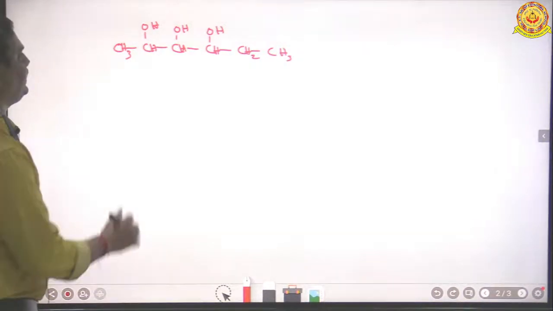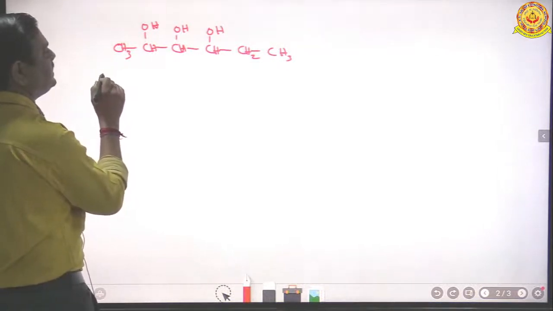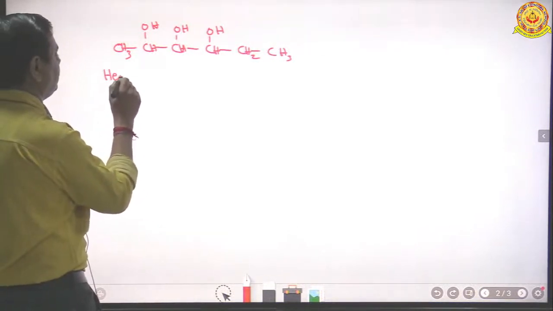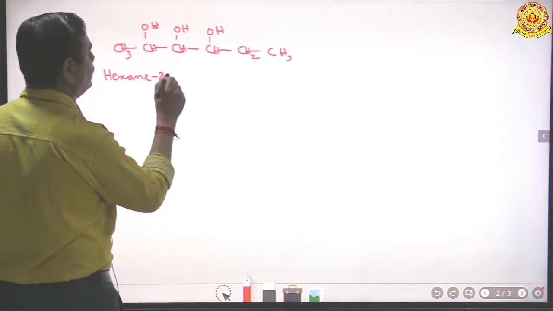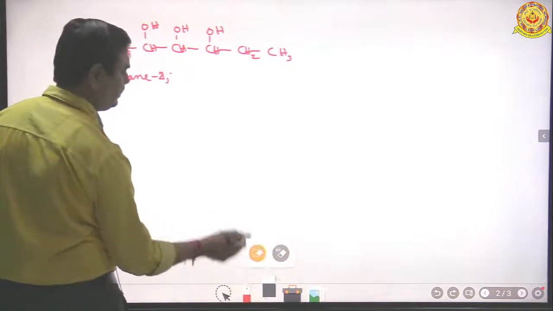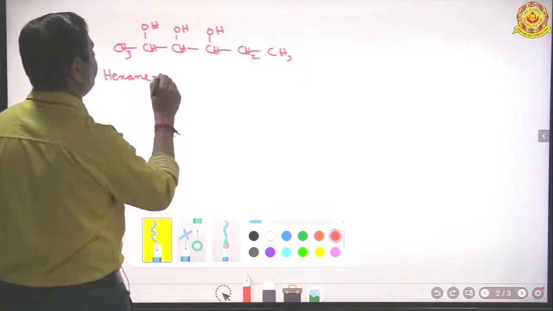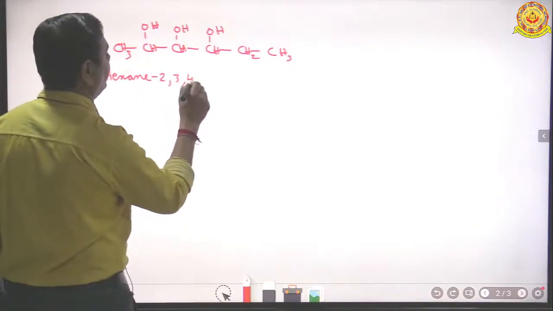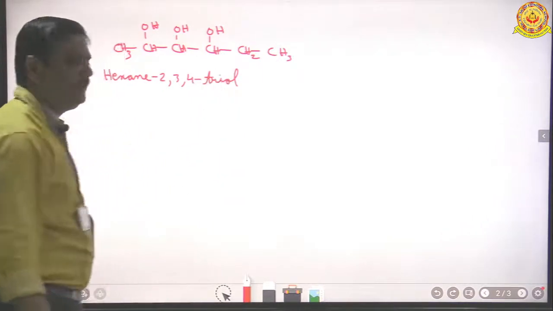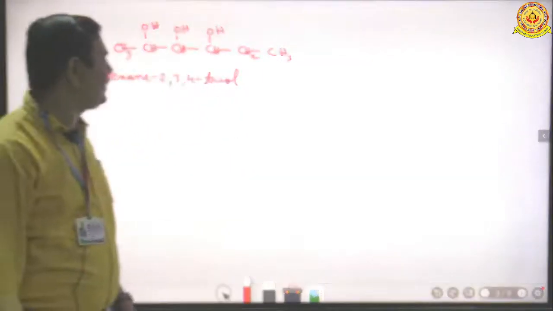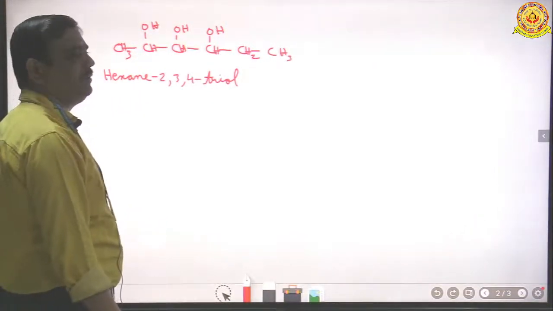Three hydroxyl groups are there. Numbering will be done from this terminal. It will be named as hexane-2,3,4-triol. For 3 we use tri. So 1, 2, 3: 2, 3, 4 triol. Hexane-2,3,4-triol.